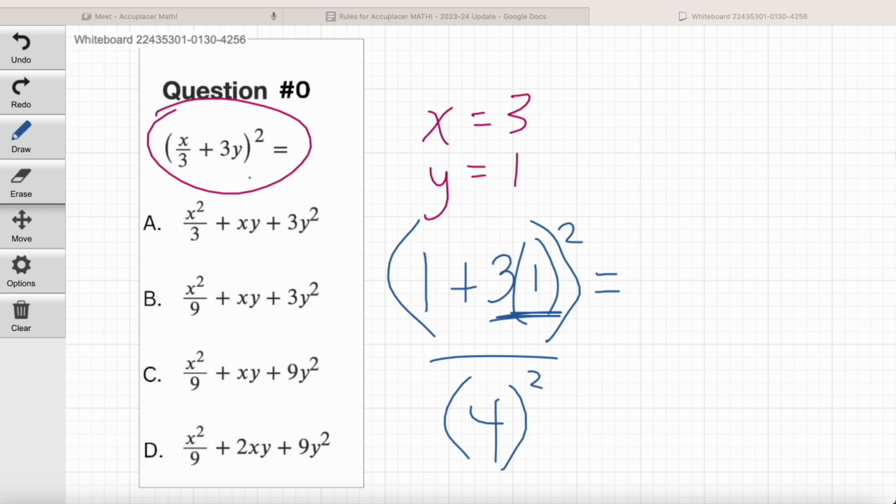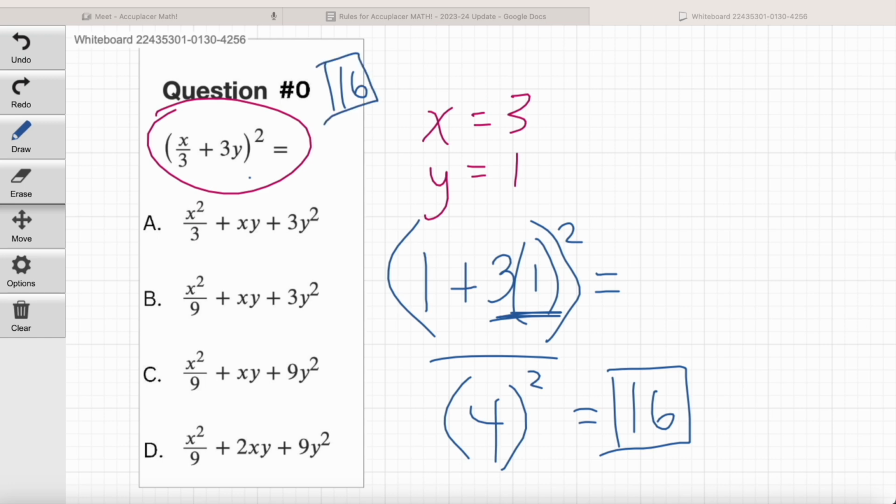And we still have to square it. Does this make sense? Yes. And what does that give us? 16. That gives us 16. Absolutely. Questions about that? Or does that make sense so far? That makes sense. Okay, good. So we know when x is 3 and y is 1, the expression in the question equals 16. So the right answer also has to give us 16 when x is 3 and y is 1. Does that make sense? Yes.